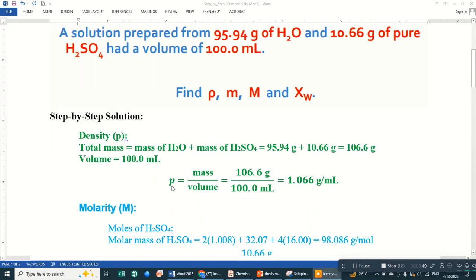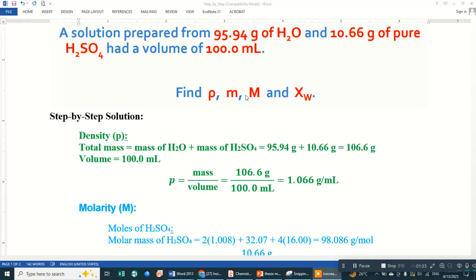To find out the density, we know the formula of density: mass divided by volume. Mass means total mass, solvent plus solute. Mass of water is 95.9 gram and mass of sulfuric acid is 10.66 gram. The total mass of solvent and solute is 106.6 gram and total volume of solution is 100 ml. So simple. Divide the total mass, that is 106.6 gram, by 100. Density is 1.066 gram per ml.